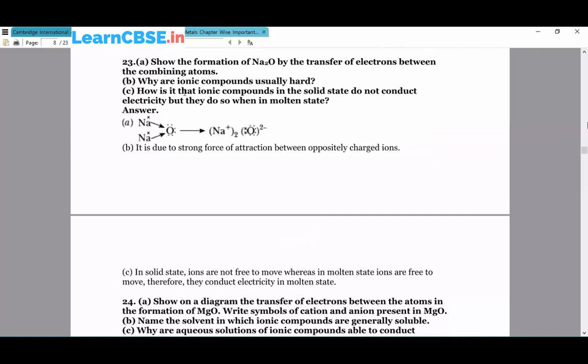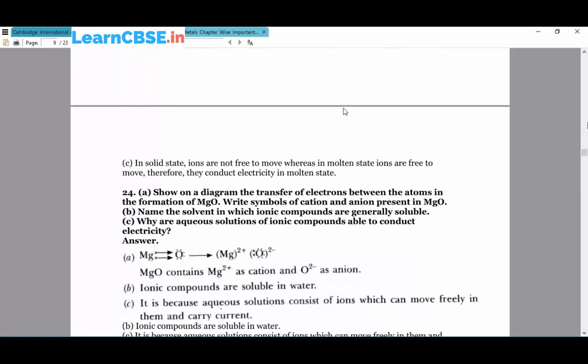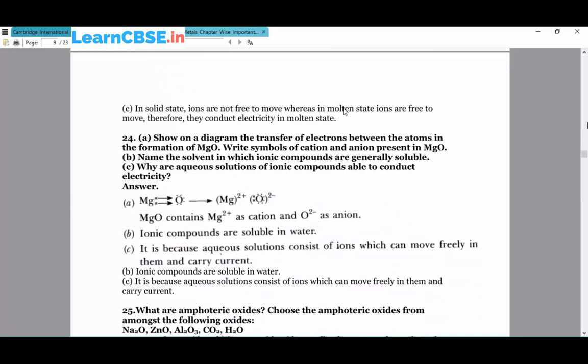So how is it that ionic compounds in the solid state do not conduct electricity but they do so in the molten state? Because in the solid state the ions are not free to move, whereas in the liquid or molten state the ions are free to move. So they conduct electricity in the molten state.